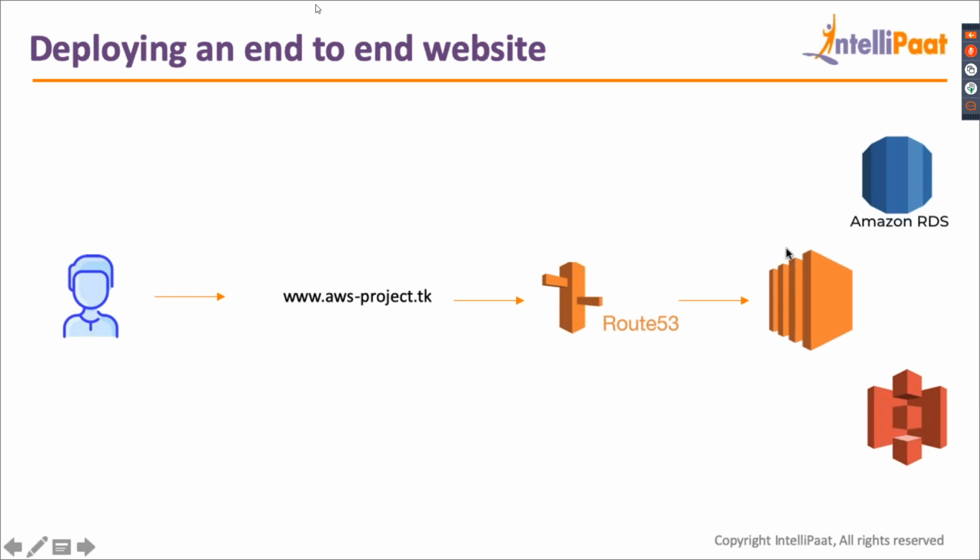So this part of my architecture is done. My EC2 is now connected to RDS. My EC2 is now connected to S3. We have our website deployed over here. Now let's see how we can basically route a domain like this to my EC2 server.